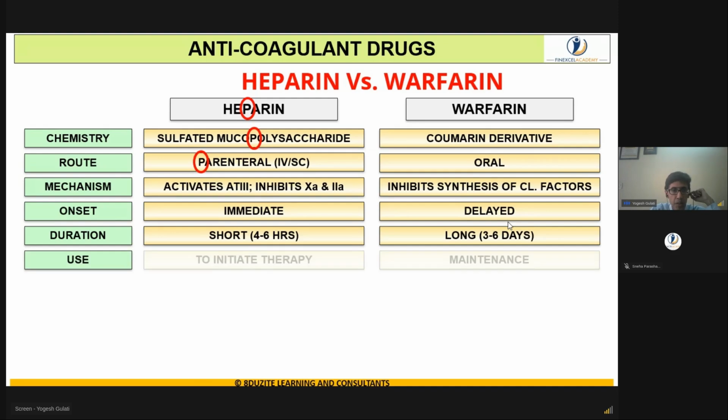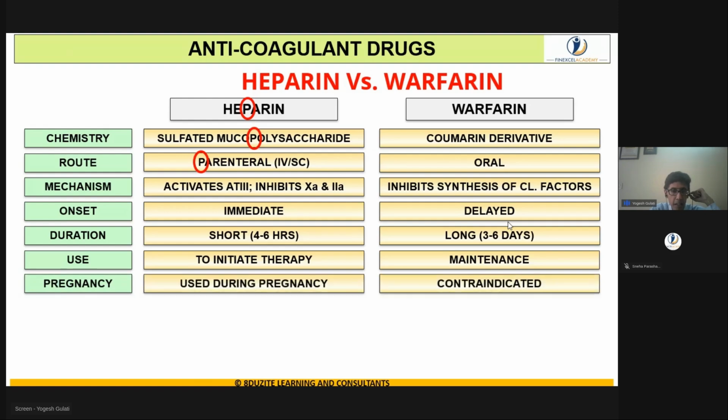Then come to use. Obviously, if it has immediate action, it will be used to initiate therapy. And if this has delayed and a longer action, it will be used as maintenance therapy. Initiate therapy is to start, maintenance is like now at a lower level, you keep on taking for months. So the heparin is to initiate therapy, warfarin is for maintenance.